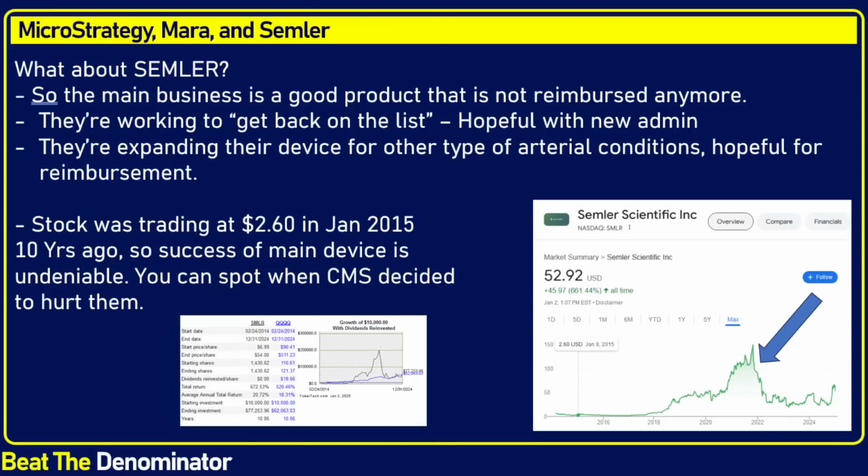So anyways, kind of like MicroStrategy, right? This is kind of the story of MicroStrategy. You have a single product. You work so hard on your single product. In the case of MicroStrategy, it was big tech. Big tech hurts their business. Big tech just updates their software and takes their business away, right? And in the case of Semler, it is CMS just updating the billing codes and taking the business away.